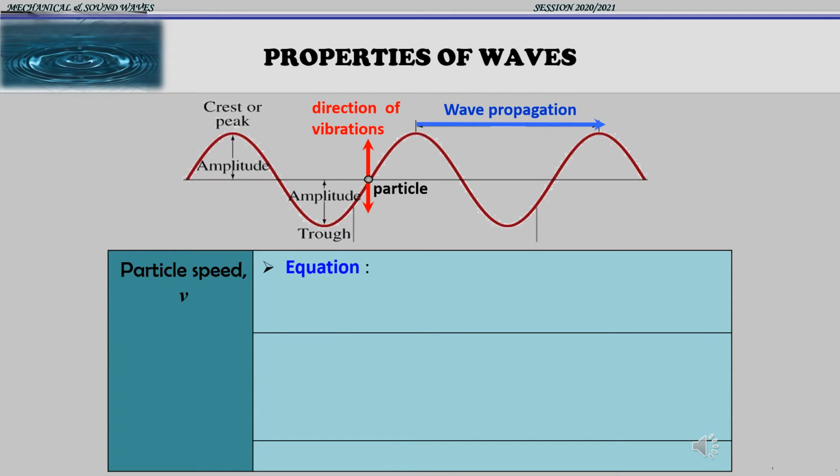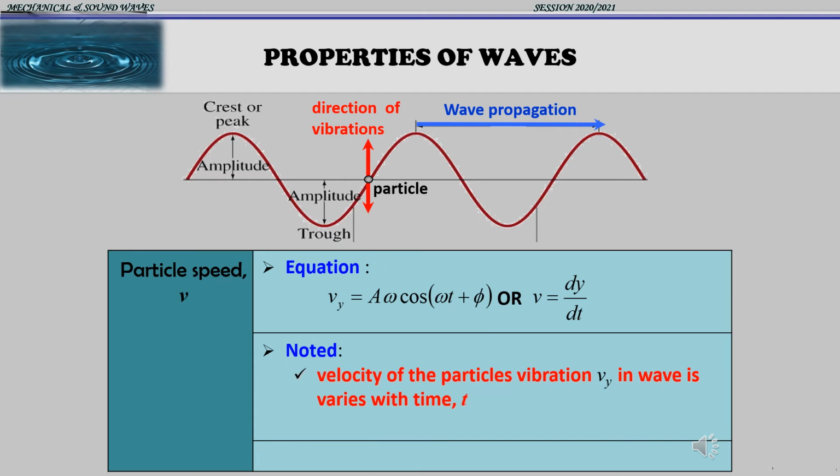Particle speed. The equation for particle speed is vy equals A omega cos(omega t plus or minus kx), or vy equals dy over dt. Take note that the velocity of the particle's vibration vy in a wave varies with time t. It is because the particles execute SHM. The unit is meter per second.